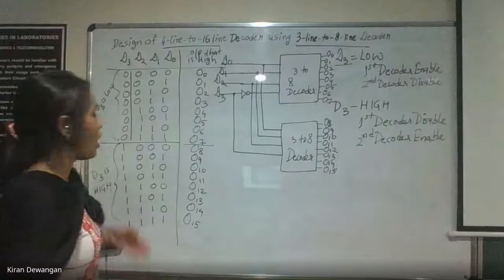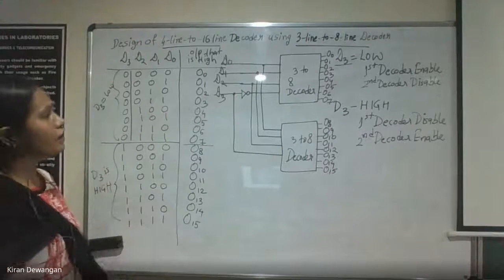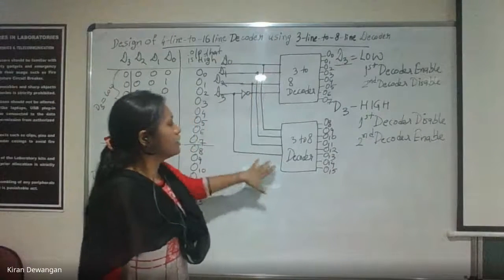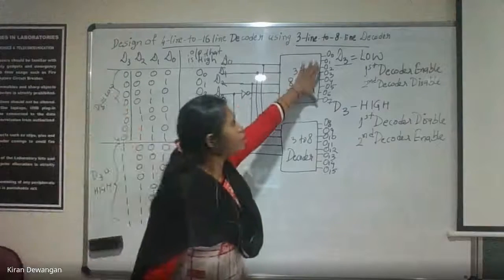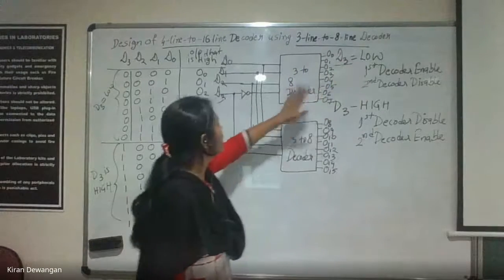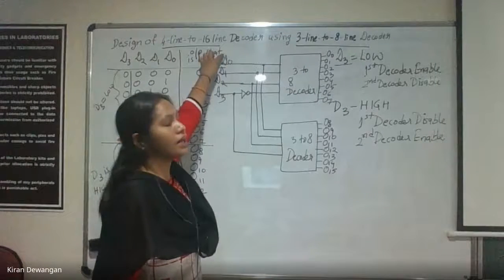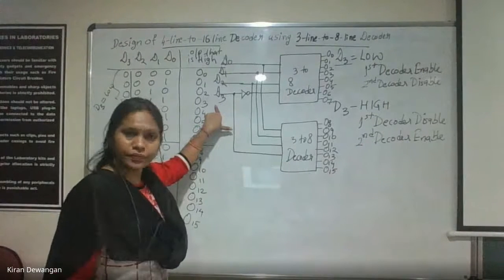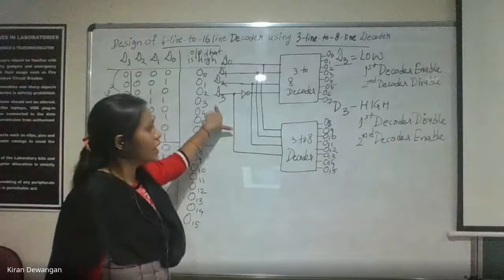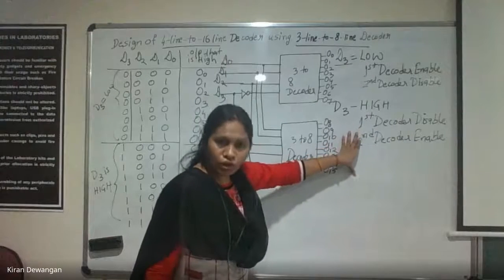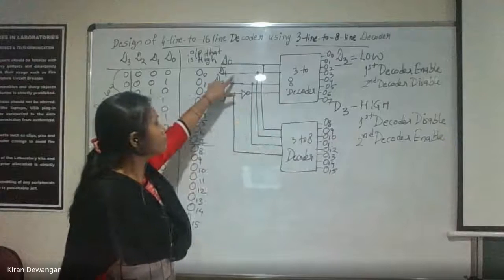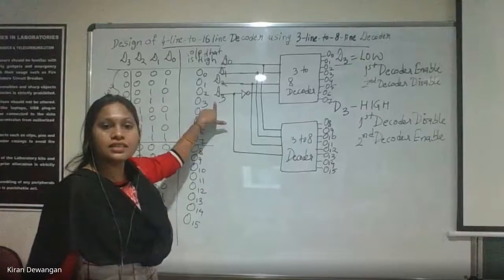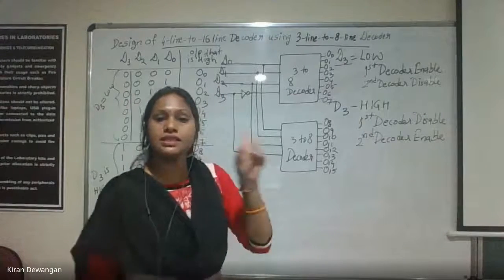Clear? So this is how we'll be designing our 4 to 16 decoder by using 3 to 8 decoder. These are the outputs that will go high with the different combinations of D2, D1 and D0 only when D3 is 0, that is when D3 is low. And these are the outputs that will go high depending on the combination of D2, D1 and D0 only when D3 is 1, that is when D3 is high.